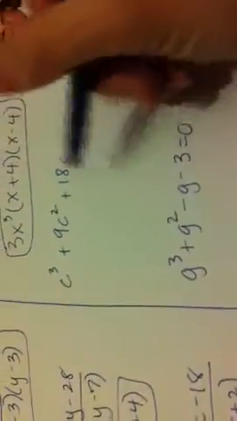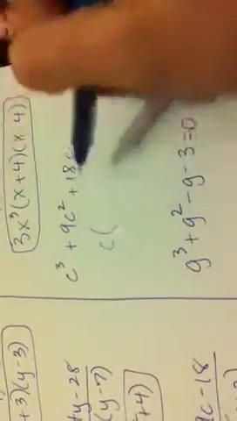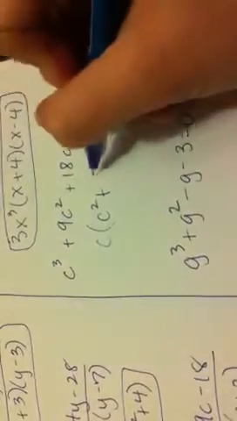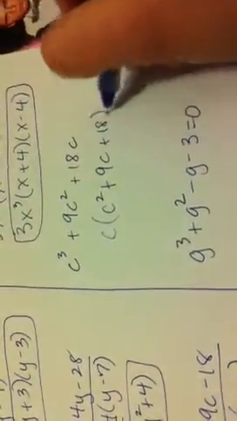So this is lesson 5.4, part 2. You want to start by finding the GCF, which is a c. So I have c, I'm going to factor out that. I have c squared plus 9c plus 18.